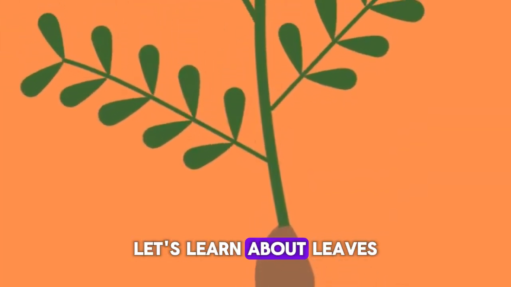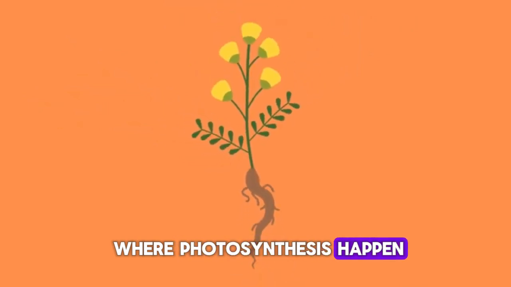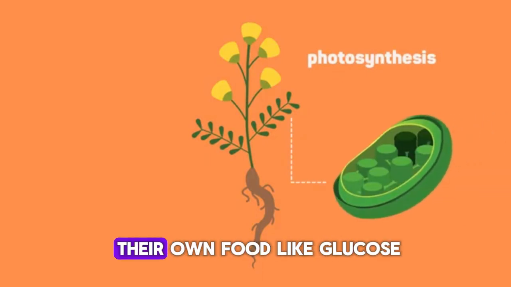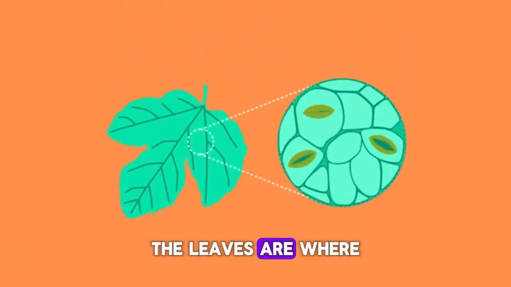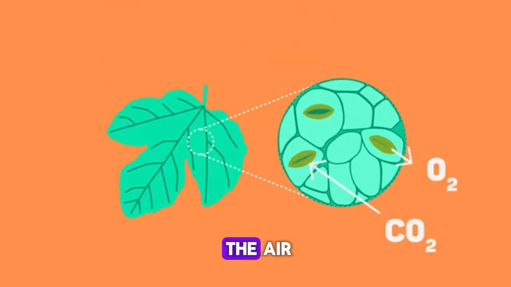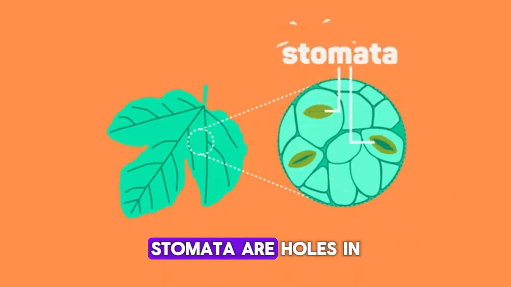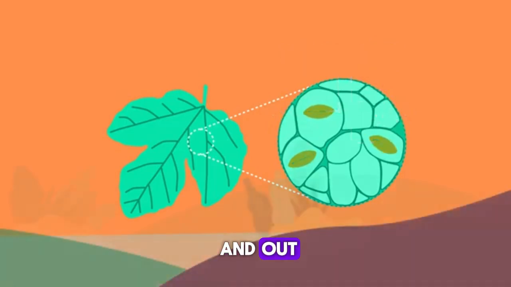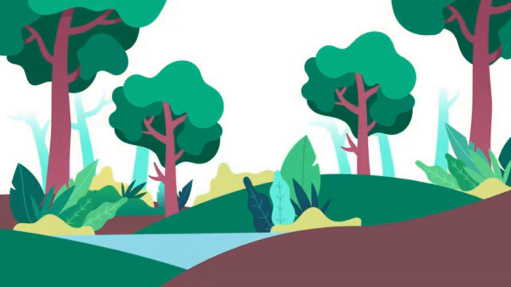Let's learn about the leaves now. The leaves are where photosynthesis happens in the chloroplast of the cells. The plants make their own food, like glucose. The leaves are where the plant exchanges oxygen and carbon dioxide with the air and releases water vapor. Stomata are holes in the leaves that allow this gas to diffuse in and out. This is why you often see clouds forming over forests.